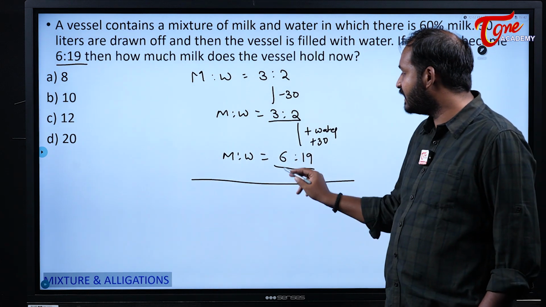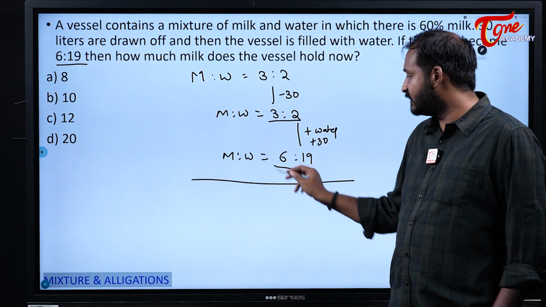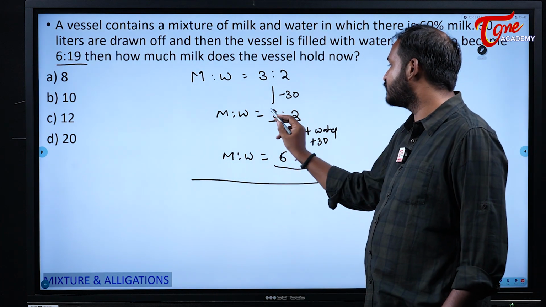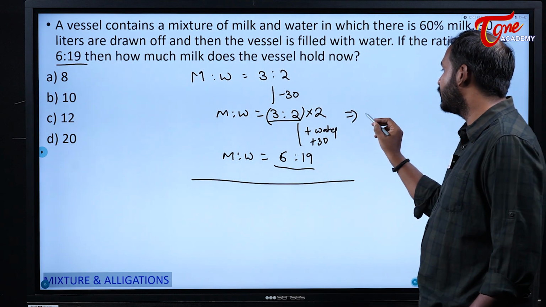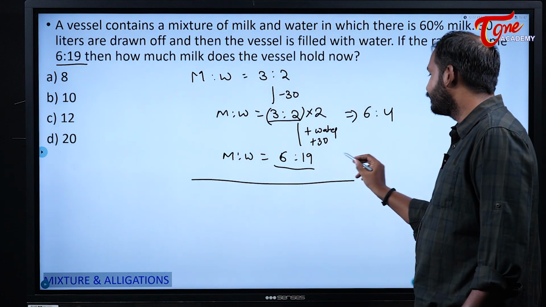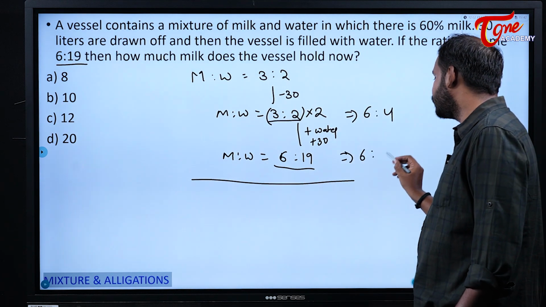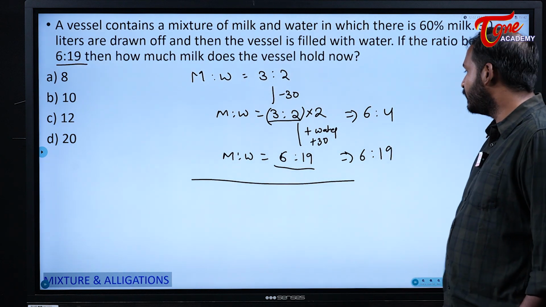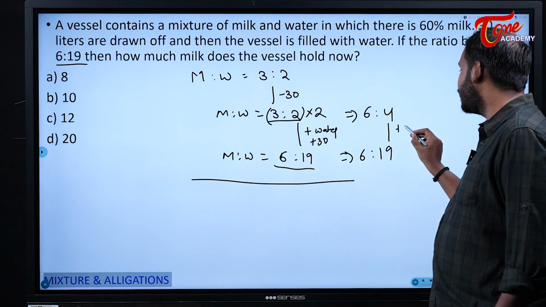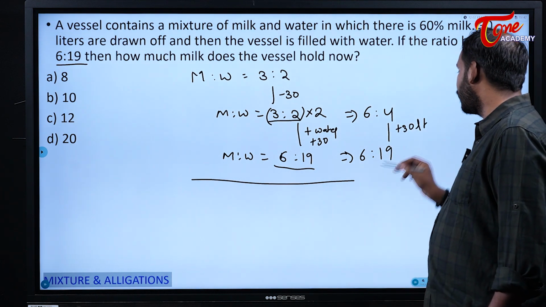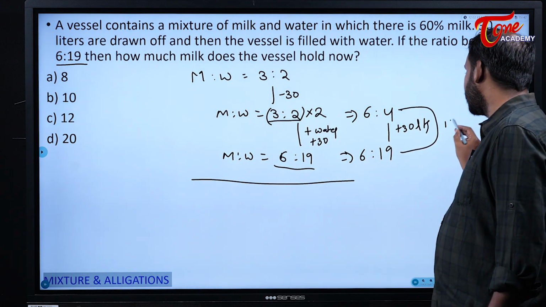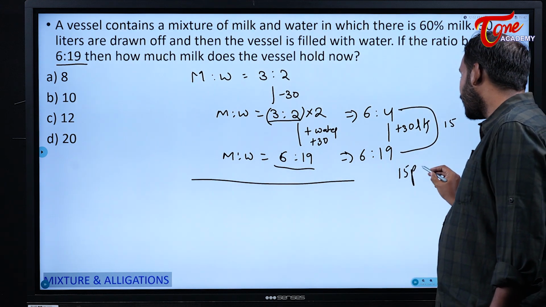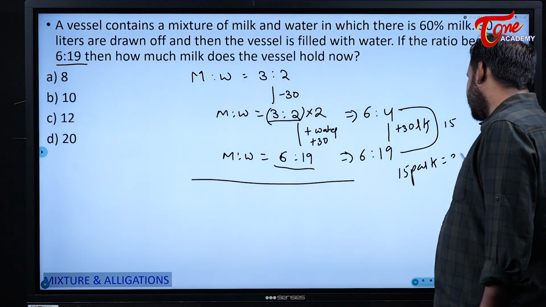So first of all, balance these two milk portions. To balance them, I will multiply this with 2, so that it becomes 6 is to 4. From 6 is to 19, it became 6 is to 4 because of the addition of 30 liters of water. Only water is added. So what is the difference between these two? 15 parts.